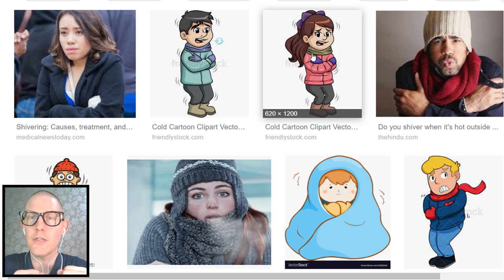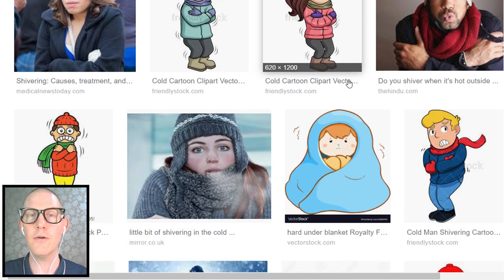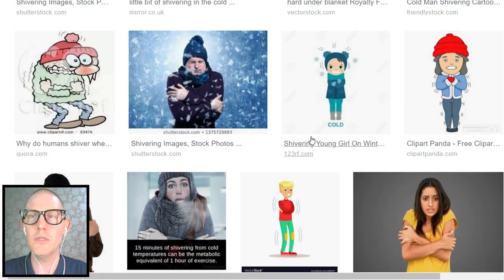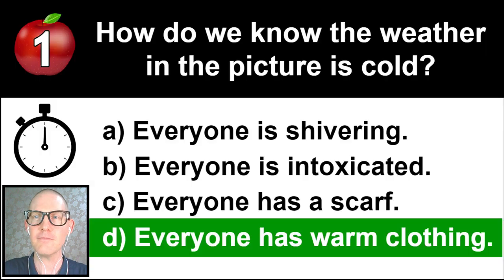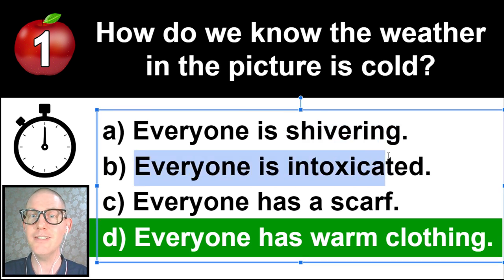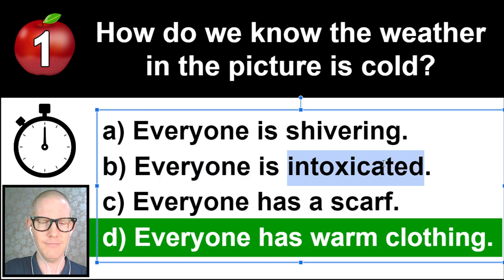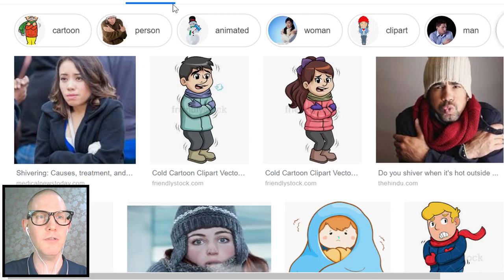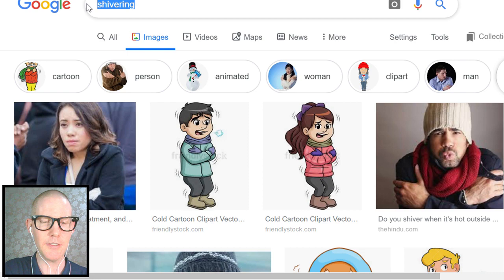So your body will start to shiver. And if you stay out for too long, then it can become dangerous. But shivering just means to shake from the cold. Okay? And that answer didn't work because we had no information about that one. Right? Everyone is intoxicated. No, we didn't have any information about that. And intoxicated, pictures are wonderful. So we'll say intoxicated person.